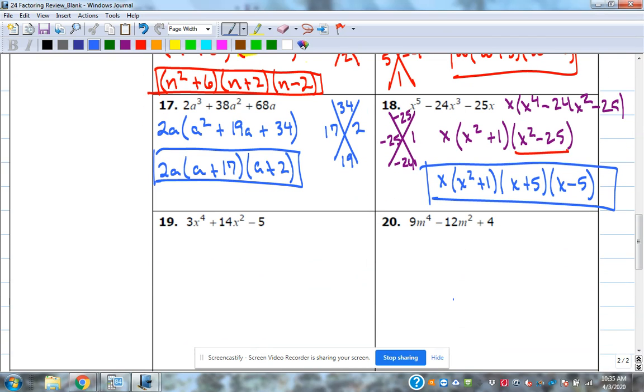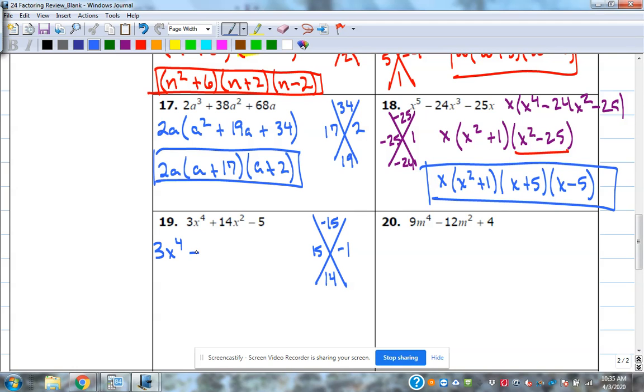Number 19 here. And so this one is a trinomial. There is no GCF, but it has x to the fourth and x squared, so that means we can do the x method. I'm going to multiply 3 times negative 5 to get negative 15. It's got to add to be 14. So that'd be 15 and negative 1. But I can't take my shortcut here. I've got to go the long route.